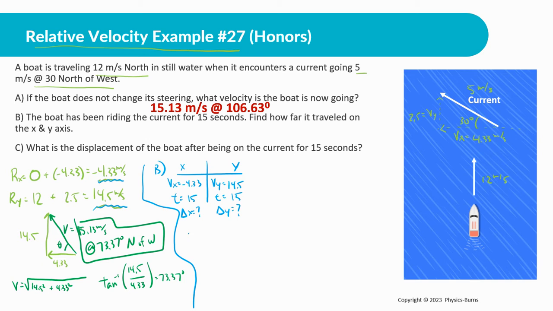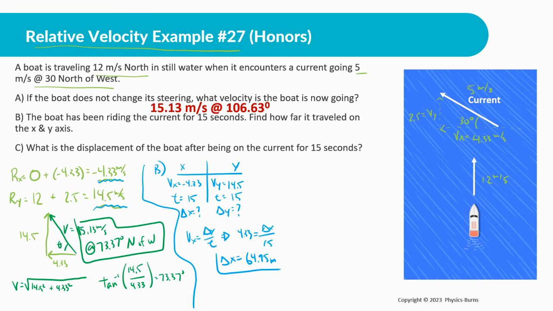We should know that velocity in the x is equal to displacement in the x divided by time. So if we plug this all in, velocity in the x is negative 4.33. How far has it traveled? Okay, so I guess I don't need to put negative because it's just asking for how far it traveled, not really the displacement. So I'm just going to erase that, 4.33. It's going to be equal to the displacement, which we're looking for, divided by the time, which is 15 seconds. So I can say the displacement in the x direction is 4.33 times 15, and that gives me 64.95 meters.